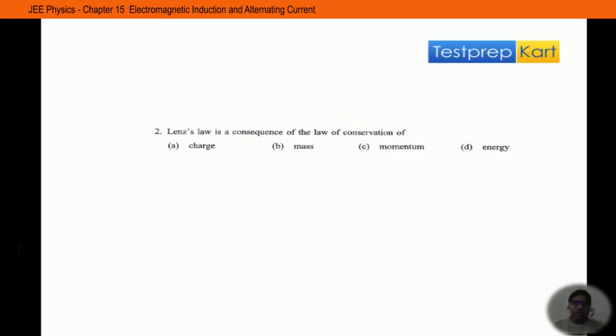Second question is, Lenz's law is a consequence of the law of conservation of. So Lenz's law states that any induced quantity always opposes the main reason behind its induction. So ultimately it supports the concept of conservation of energy. So option D is correct in this question.